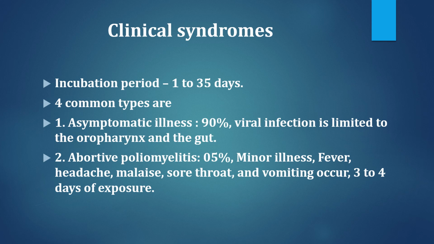First one is asymptomatic illness. This results if the virus infection is limited to the oropharynx and the gut. At least 90% of the poliovirus infections are asymptomatic. Second one is the abortive poliomyelitis, the minor illness. It is a non-specific febrile illness occurring in approximately 5% of the infected people. Fever, headache, malaise, sore throat and vomiting occur in such persons within 3 to 4 days of exposure.